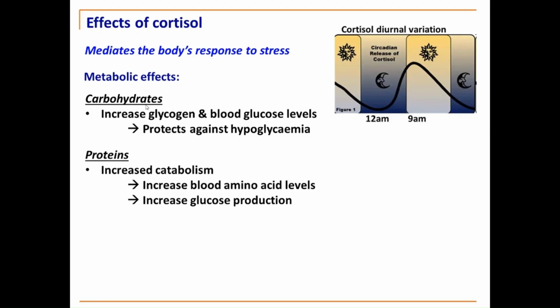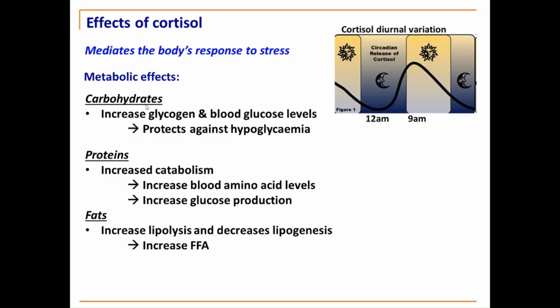It also works on proteins, and it catabolizes proteins, and that, of course, is leading to an increase in blood amino acids and therefore increased glucose production. But those amino acids, as they increase in the blood, could also be quite useful in repair of injury if it's an injured animal, for example. It also increases lipolysis and decreases lipogenesis. And again, that increases our free fatty acids. And therefore, those increased free fatty acids could be used as a nice energy source for most of our tissues.